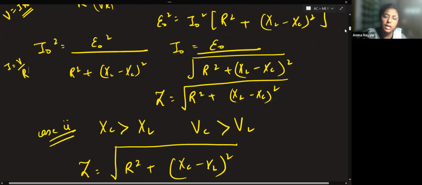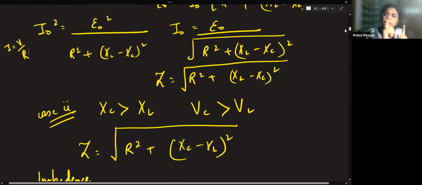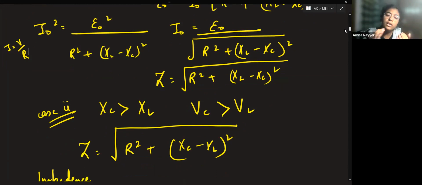Now, whether to write the formula under root R square plus (XL minus XC) whole square, or (XC minus XL) whole square, is determined by the magnitude of XL and XC. That you can see in the question. If one is 5 ohms and the other is 1 ohm, you can easily see that 5 ohm is greater than 1 ohm. That you can depict.